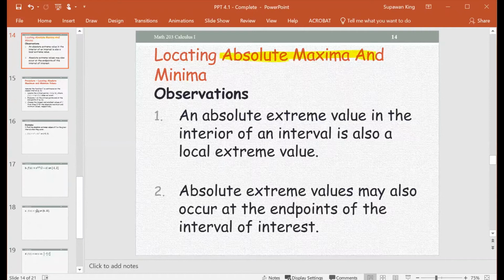Target on the absolute maximum and minimum values. From the earlier examples, we can make observations that an absolute extreme value, either absolute max or absolute min, if it happens at an interior point, then that absolute extreme is also a local one. Some points are both local and absolute because they are interior points.